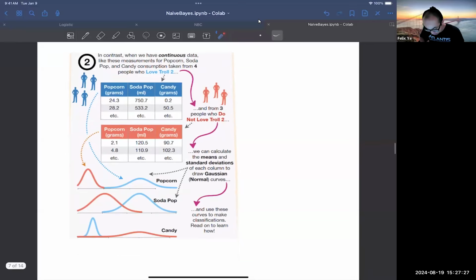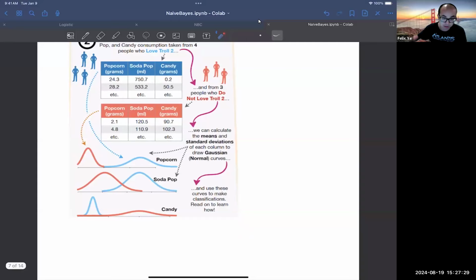And what we actually do is plot the distributions with those samples that we already have, and we're assuming this is from a Gaussian distribution. So we only calculate the mean and the standard deviation for each feature, and we just fit Gaussian distributions. We are going to use these curves to make some classifications.